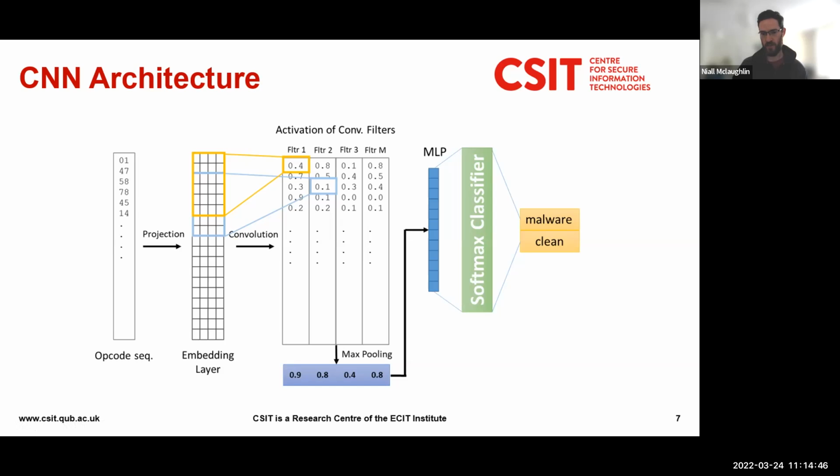Some of those patterns will indicate malware, and some of them will indicate clean software, and we're training our neural network to do that with a big data set that we collected. So let's go in and look at the different layers of this neural network.